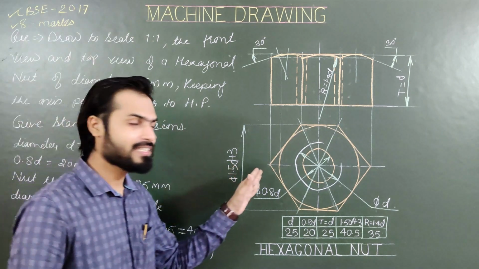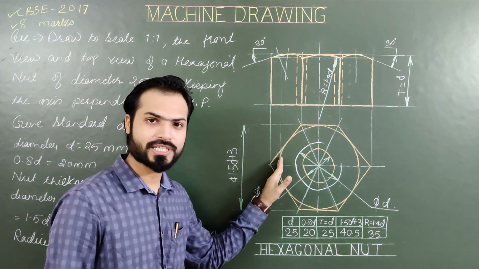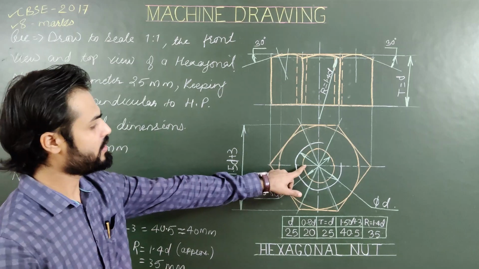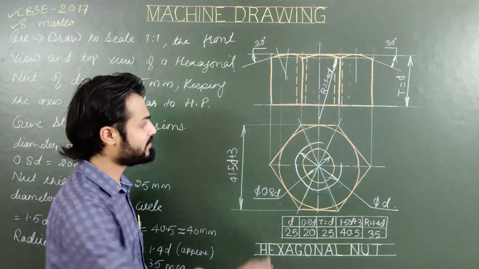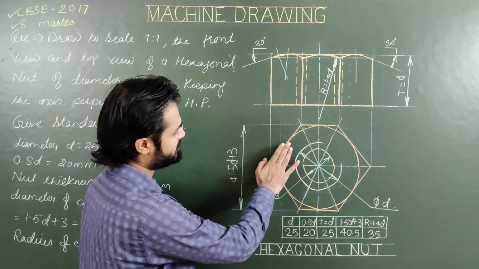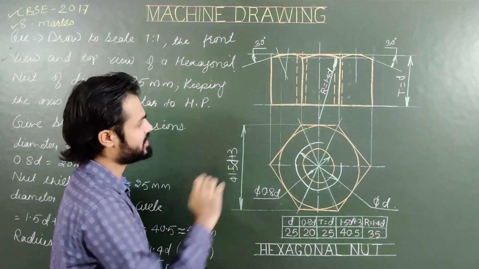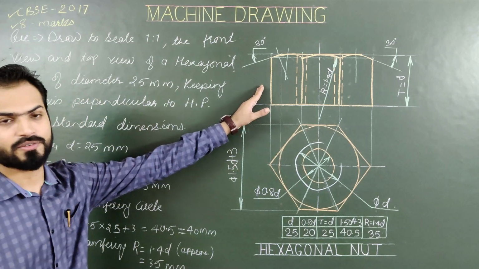So this is your final answer. Please draw this problem on your sheet. Start from its top view. Draw 3 circles: dia 0.8 d, dia d, and dia 1.5 d. Then complete the construction of this hexagon from the suggested method. Then draw its front view.